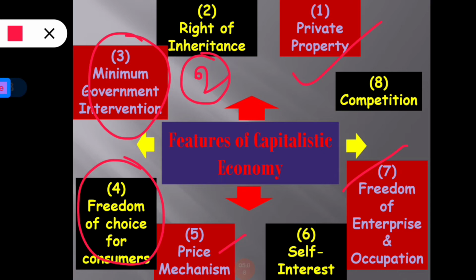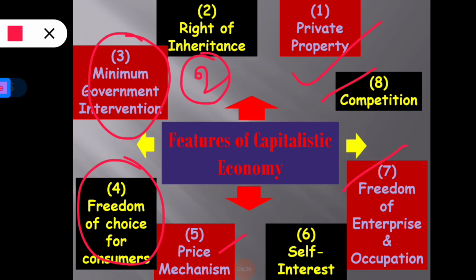Now going to the next one, that is freedom of occupation. Freedom of occupation implies that individuals are free to choose an occupation of their choice in accordance with their education, talent, ability and efficiency. They can move from one job to another, or from one place to another in search of better opportunities.